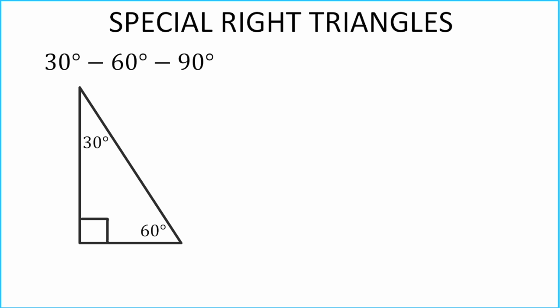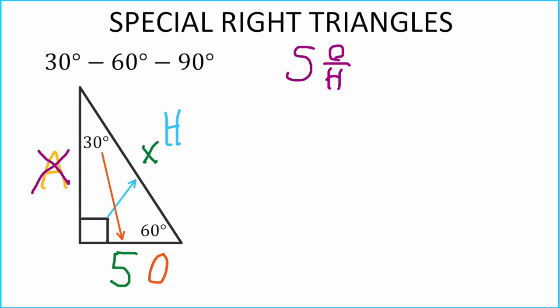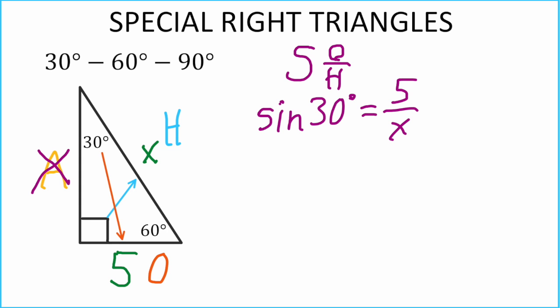So let's pretend that our short leg on this 30, 60, 90 is 5. Let's use SOHCAHTOA to find the hypotenuse, which we'll say is x. We have our hypotenuse, opposite from the 30 degrees that we're going to choose, and then we have our adjacent over there that we're not going to use. So we have O and H, so we're going to use sine. Let's set it up. Sine of 30 degrees equals 5 over x. Multiply both sides by x.